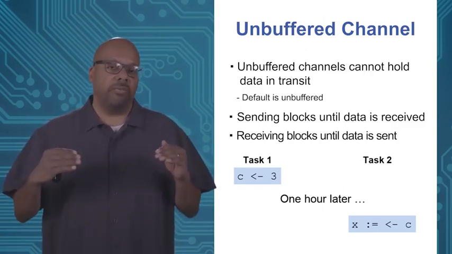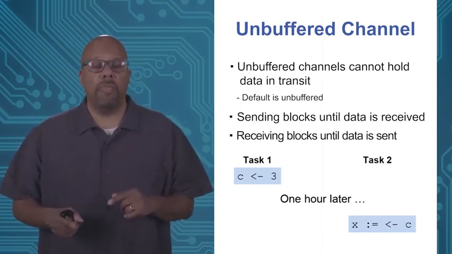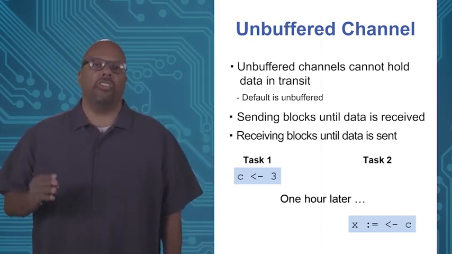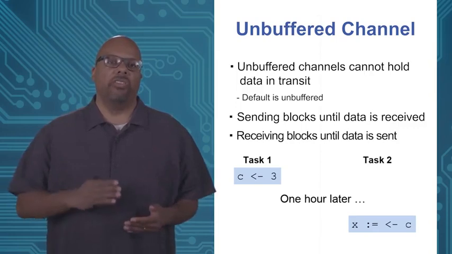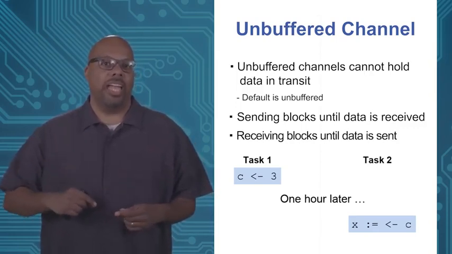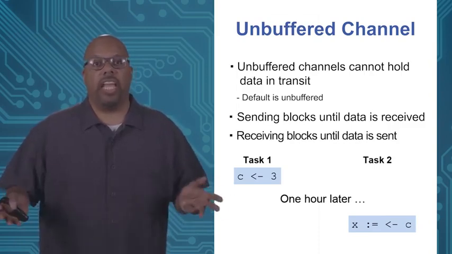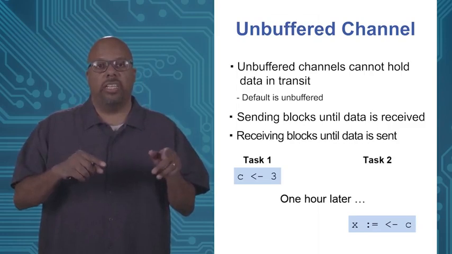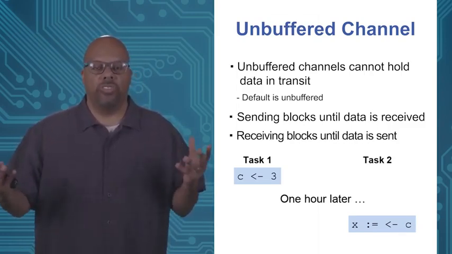And then once it does, the data can be transmitted from task 1 to task 2, and task 1 can then continue. But task 1 doesn't want data to be lost in transit, because remember, this channel can't hold any data, right? So if task 1 were to continue and task 2 weren't there to receive the data, then the data would go away, right? And that can't happen. So task 1, if it reaches its sending instruction first, it has to block and wait for task 2 to receive.